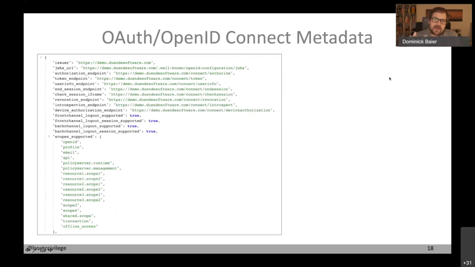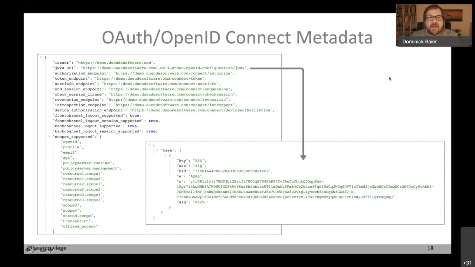OpenID Connect introduced metadata, or what they call the discovery endpoint, and this was backported to OAuth as well. So there's an OAuth metadata or discovery specification, and the one I want to particularly talk about is this thing called the JWKS URI. What this brings you to is a JSON document that describes the key material that you can use to validate tokens that are being issued by this authorization server.